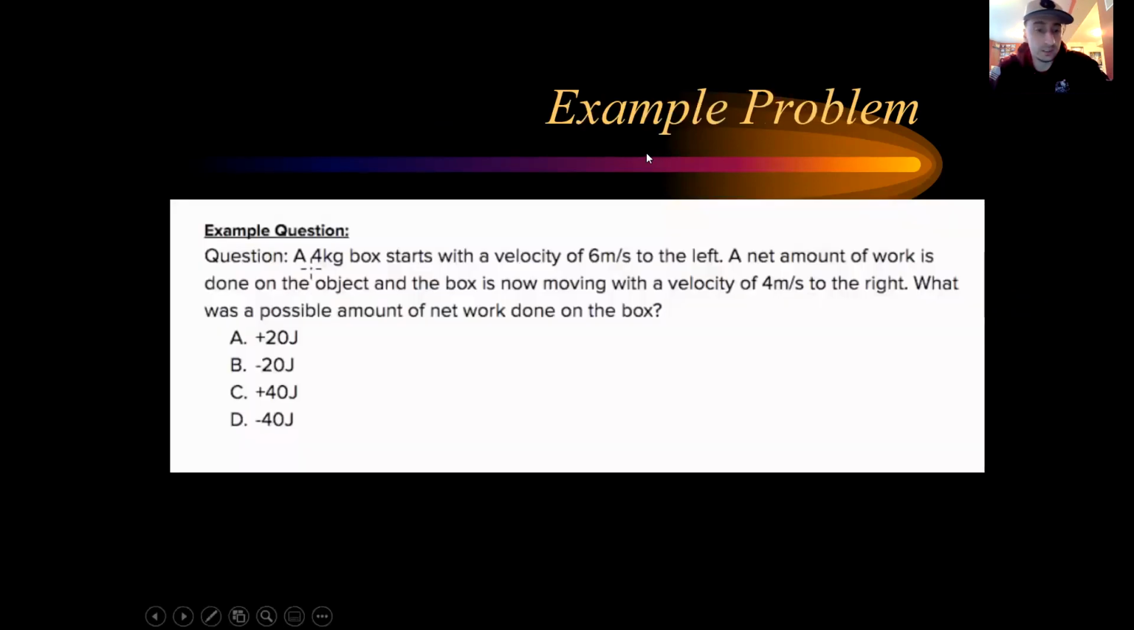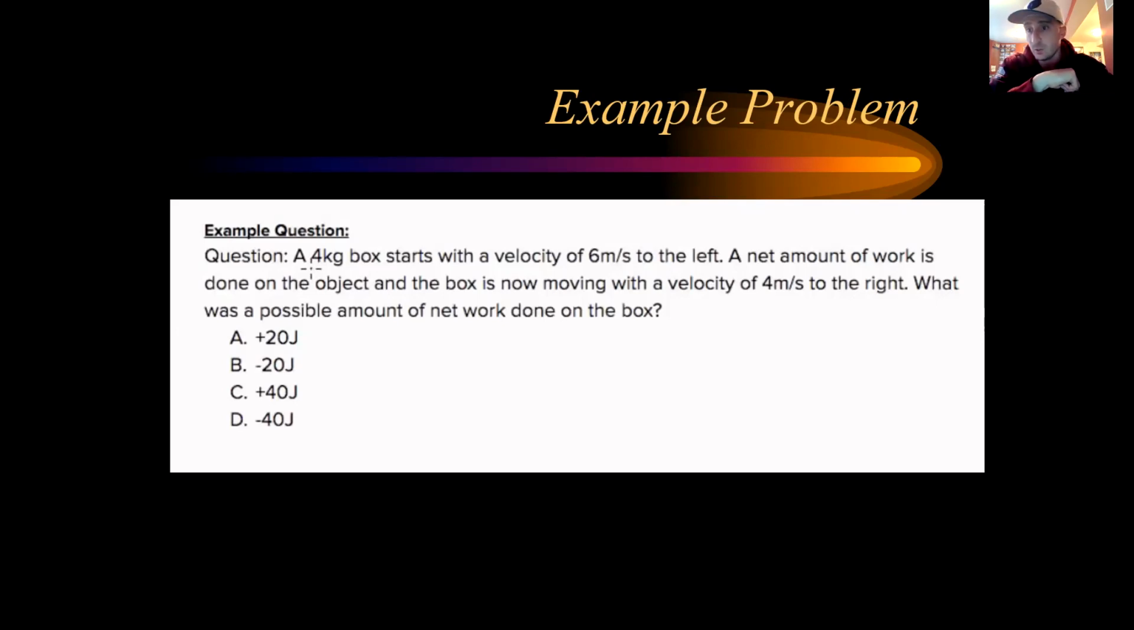So let's see what this is. A 4-kilogram box starts with a velocity of 6 meters per second to the left. A net amount of work is done on the object, and now the box is moving 4 meters per second to the right. What is the possible amount of net work done on the box? Pause it right here. Remember that net work equals change in kinetic energy. Pick an answer, and then come back and we'll do the solution together.